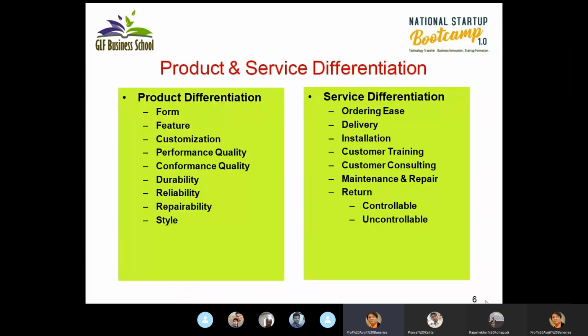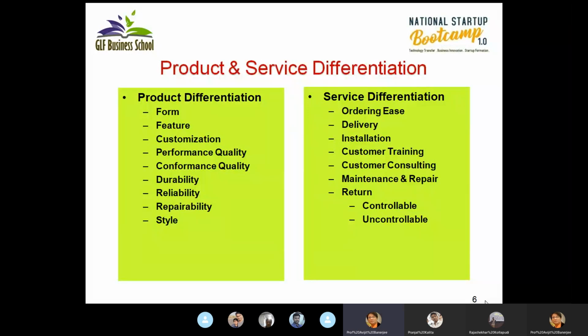I'm going to my next slide, product and service differentiation. A product can be differentiated in various ways in terms of its form, feature, customization, performance quality, conformance quality, durability, reliability, repairability, and style. Whereas the service can also be differentiated by way of ordering ease, delivery, installation, customer training, customer consulting, maintenance and repair, and your return policy.